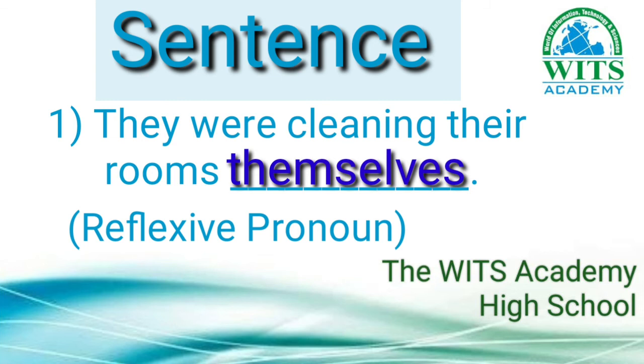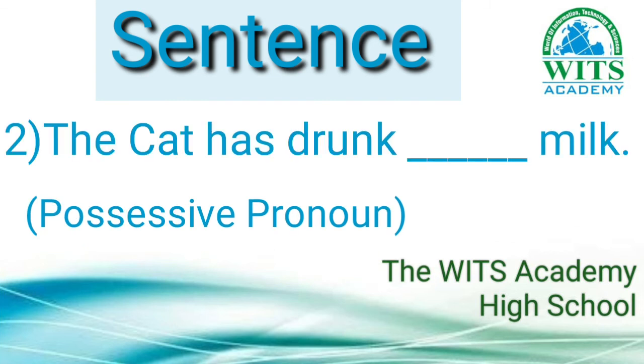Okay, students? The next sentence is: the cat has drunk dash milk. Now your option is that you will have to put a possessive pronoun. Now how will you come to know which possessive pronoun will be placed here? So look at the subject. The subject is cat, and cat is an animal, and for animals we use the possessive pronoun its.